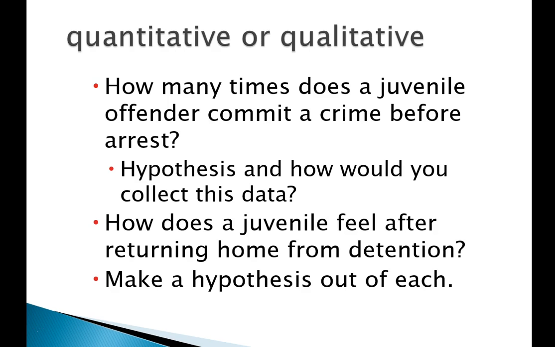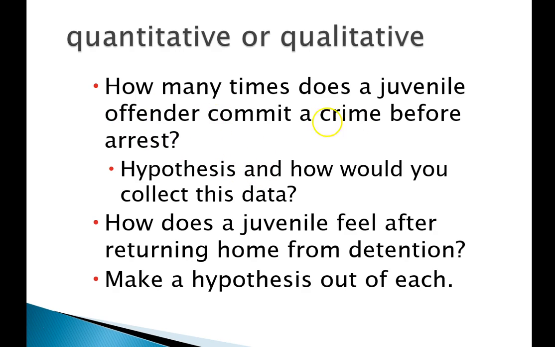Now we're going to go over just a couple examples. We're going to look at both quantitative and qualitative hypotheses and questions. First, how many times does a juvenile offender commit a crime before arrest? That should tell you right there this is a quantitative, so we're looking for numbers. Hypotheses could be anything from a juvenile is more likely to commit over 10 offenses prior to arrest, or before a juvenile is arrested, they're more likely to have committed 10 prior crimes, anything like that.